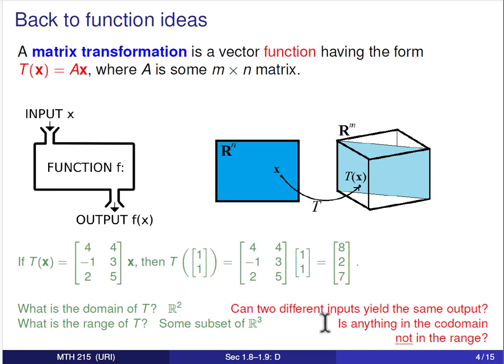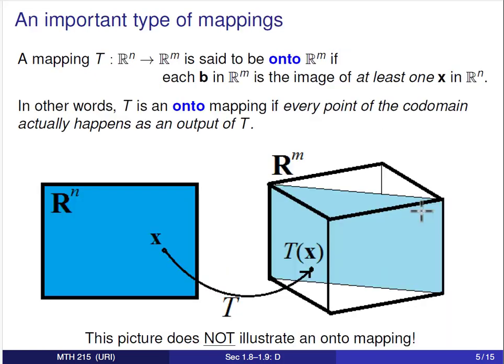We also want to ask, is there anything in the codomain that is not in the range? Now in this picture, the range is displayed as sort of a hyperplane passing through the codomain, but you might wonder whether a matrix transformation can fill up the entire codomain with its range. So we're going to talk about that second question first.